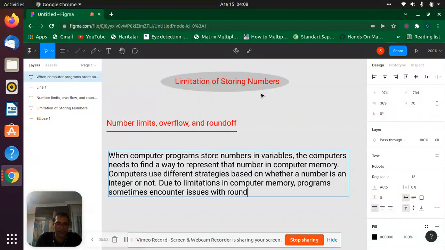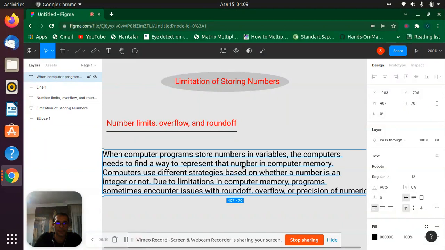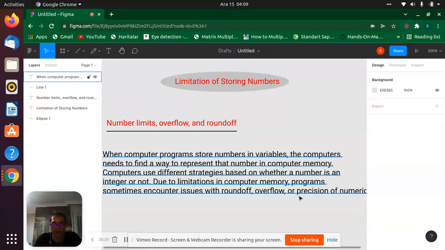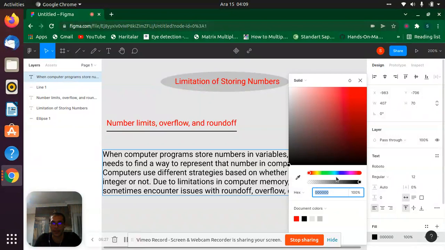Now we will add round off, overflow, or precision. This is a really important place of numeric. Let's text it a little bit in this place. Okay, this one is numeric. I think you've seen it. Now I will tag this one in this color.